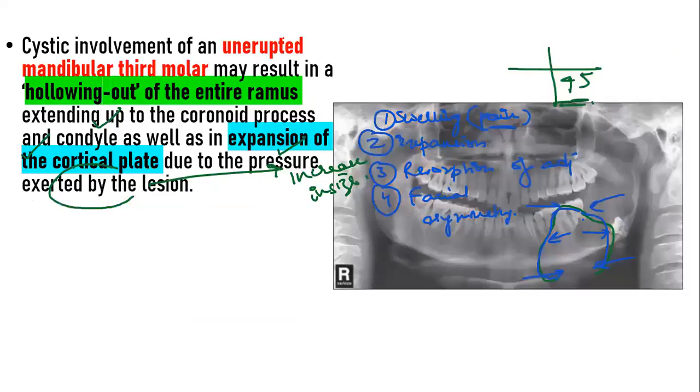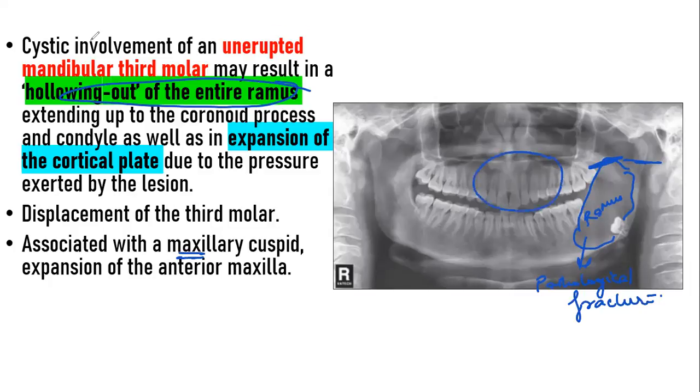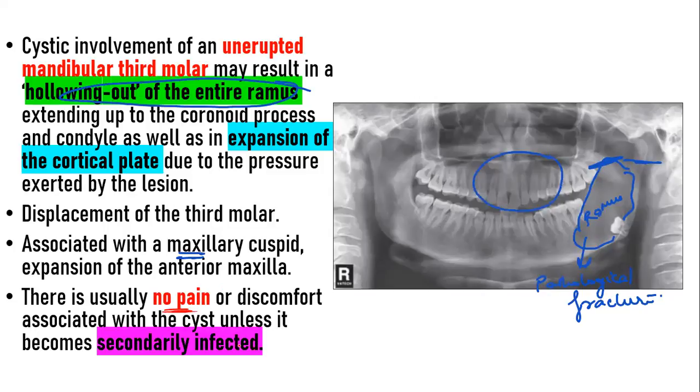Now, sometimes it might grow to such a huge size that it can cause hollowing out of the entire ramus. So in this diagram, you can see a huge dentigerous cyst involving the entire ramus up to the condyle and the coronoid, right? Now, if it continues to enlarge, it might actually cause the fracture of the mandible, right? And the cyst of the maxillary cuspid might cause the expansion of the anterior maxilla. It is usually not associated with pain unless secondarily infected.